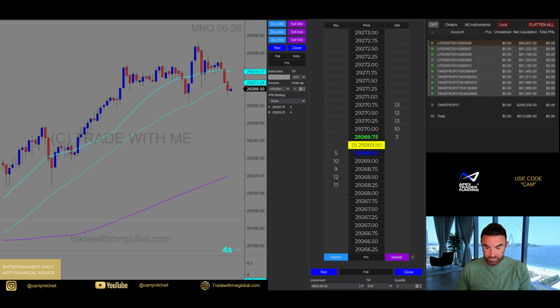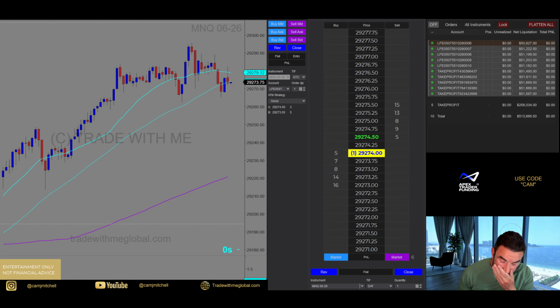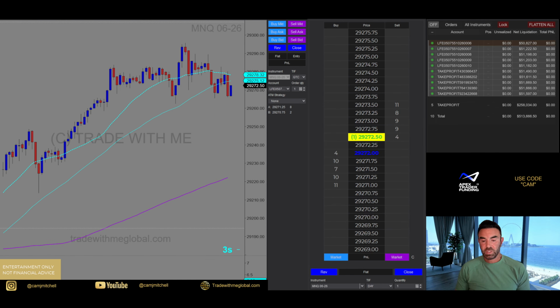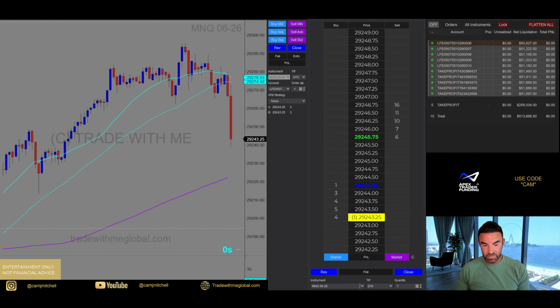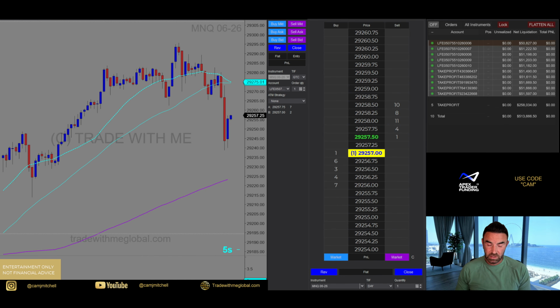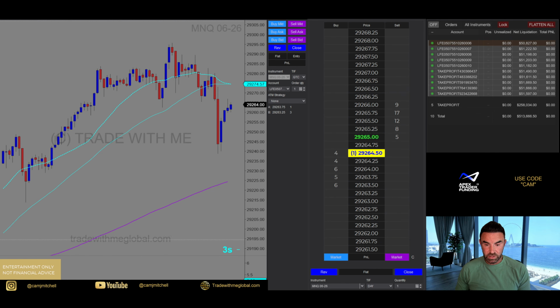Okay, finally a pullback. Let's see how this handles. Let's see what it does. Okay, there's the first one. Oh, okay, that's stronger than I thought. So I was waiting to see if it was going to do just a couple of small bars and then recover. So that is recovering though. That was a really big sell though, so.